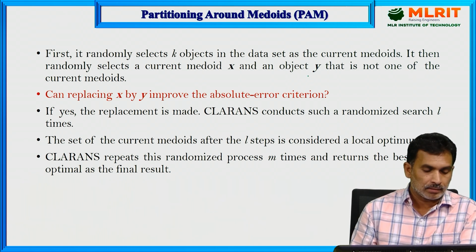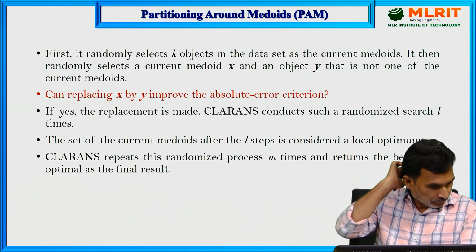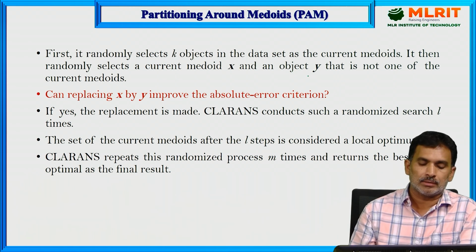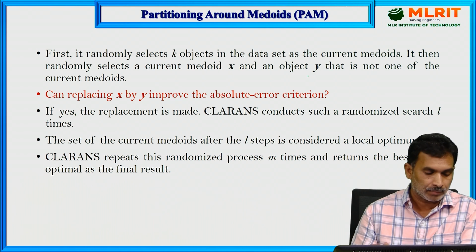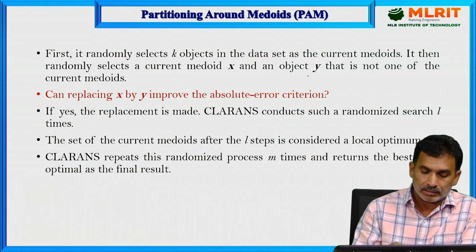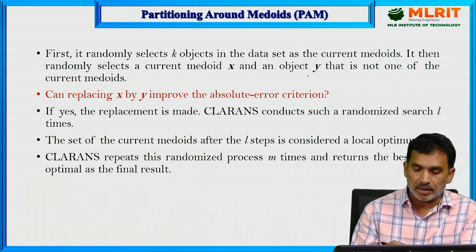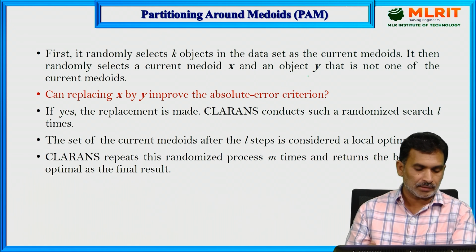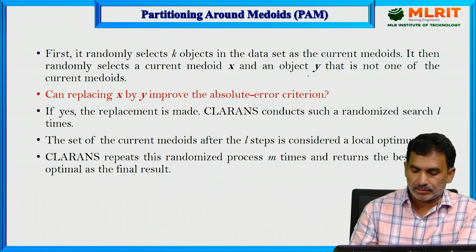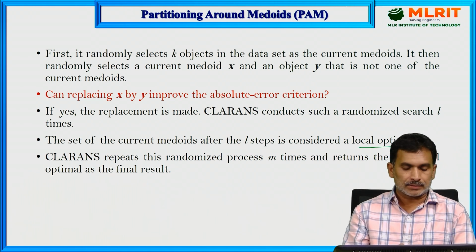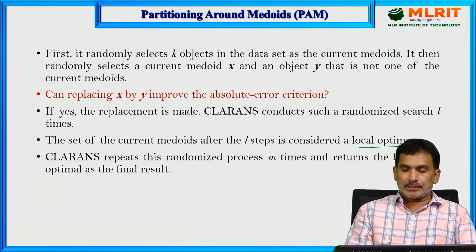Now we get a question: can replacing x by y improve the absolute error criterion? If yes, the replacement is made. CLARANS conducts such a randomized search L number of times. The set of current medoids after the L steps is considered a local optimum. CLARANS repeats this randomized process m times and returns the best local optimum as the final result.